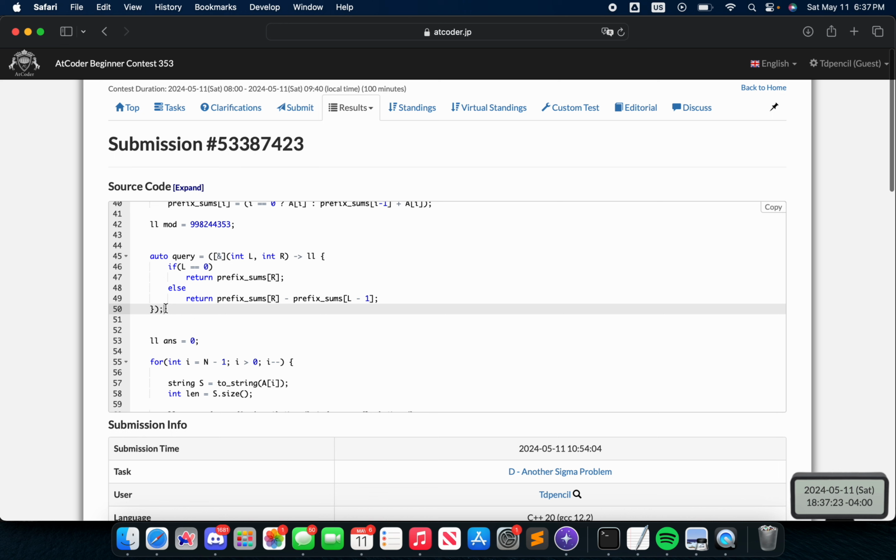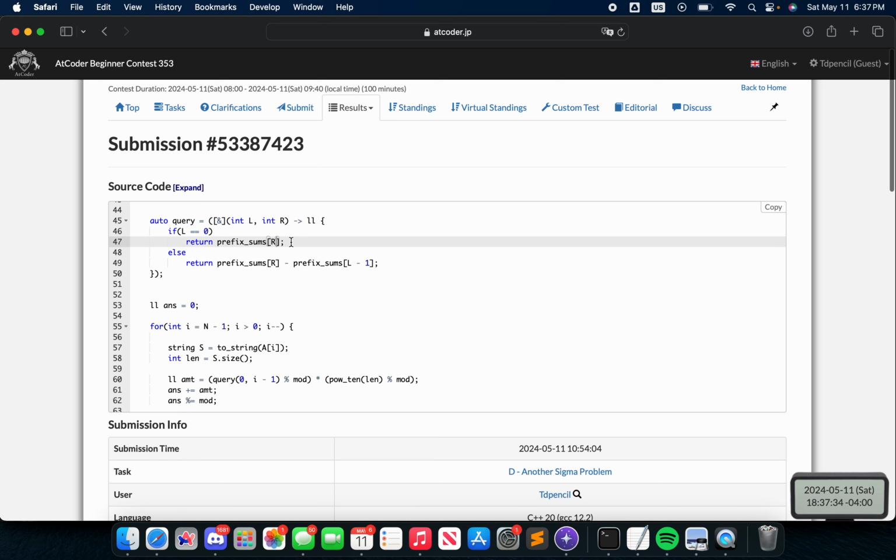Okay, sorry. Let me rephrase that. Basically, it finds the sum of an array from L to R using this prefix sum array. If you don't understand what prefix sums are, search up a video on prefix sums. I don't have the energy to explain it right now.